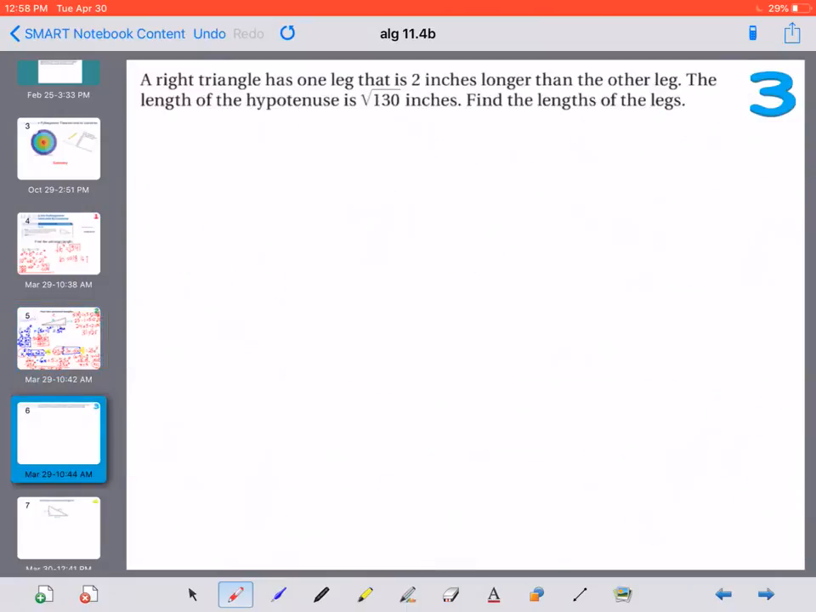Next one says a right triangle has one leg that is 2 inches longer than the other leg. The length of the hypotenuse is square root of 130 inches. Find the lengths of the leg. Okay, so I'm going to draw a triangle. One leg that is 2 inches longer than the other leg. Well, I know one leg has to be x. The other leg has to be 2 inches longer, so it would be x plus 2. The hypotenuse is the square root of 130.